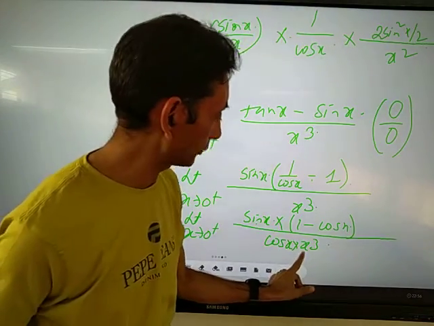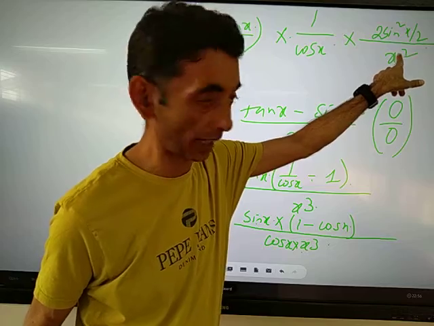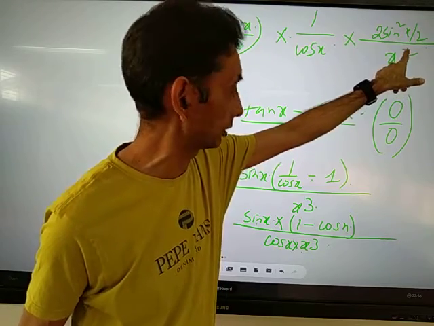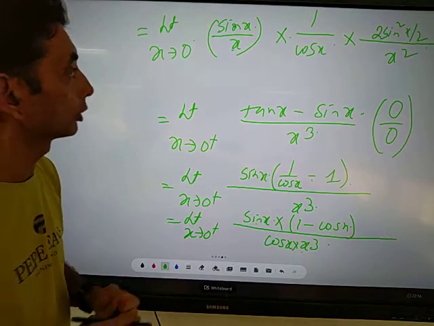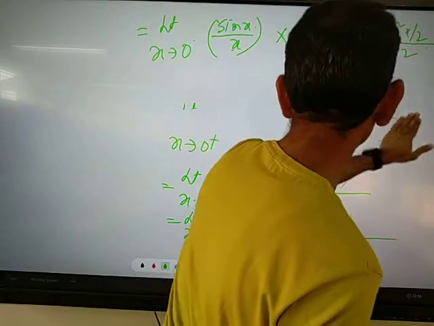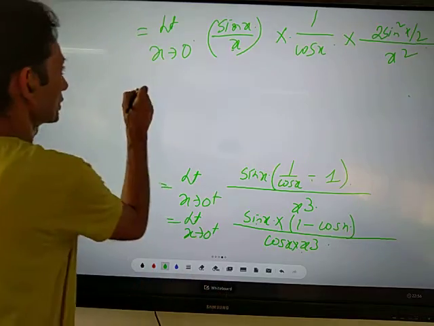And then what will be left out here? That is x square will be left out. So 1 minus cos x you can write in terms of sine, that is 2 sine square x by 2. So this gives us what? So we can just write the next steps.